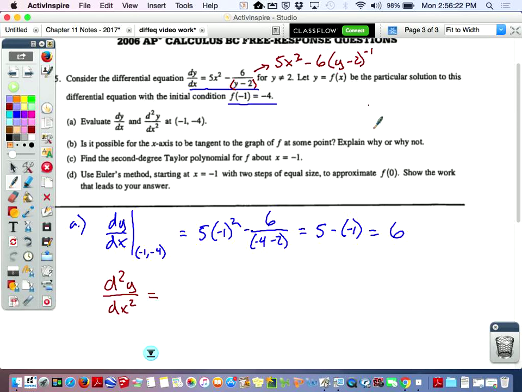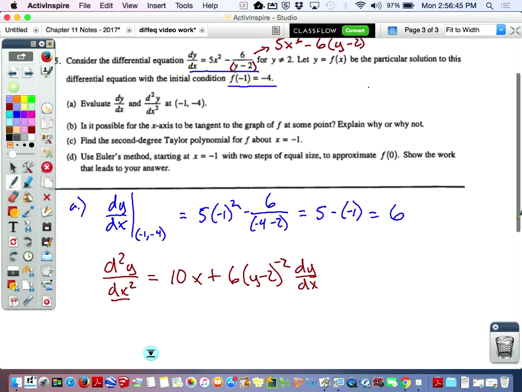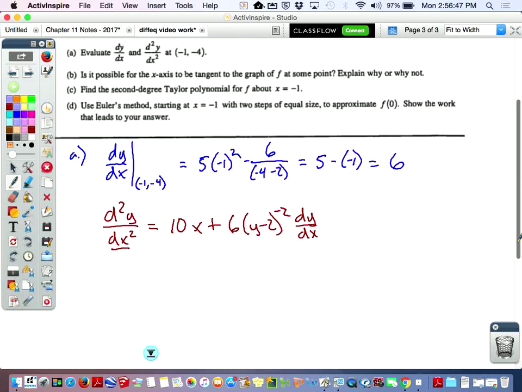So our second derivative with respect to x is going to be 10x plus, and I get a plus because I bring the negative 1 times the negative 6, so 6 times (y minus 2) to the negative 2 power times dy/dx. And that's the implicit differentiation piece, that dy/dx. So that's our second derivative.